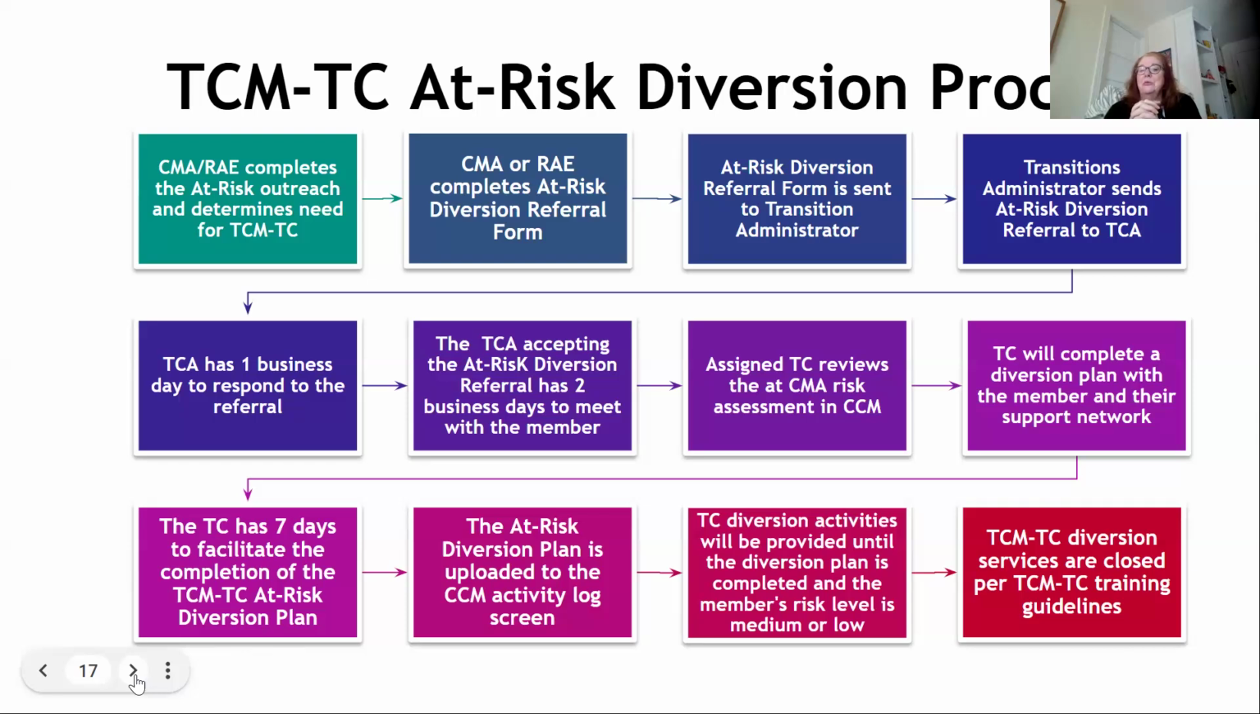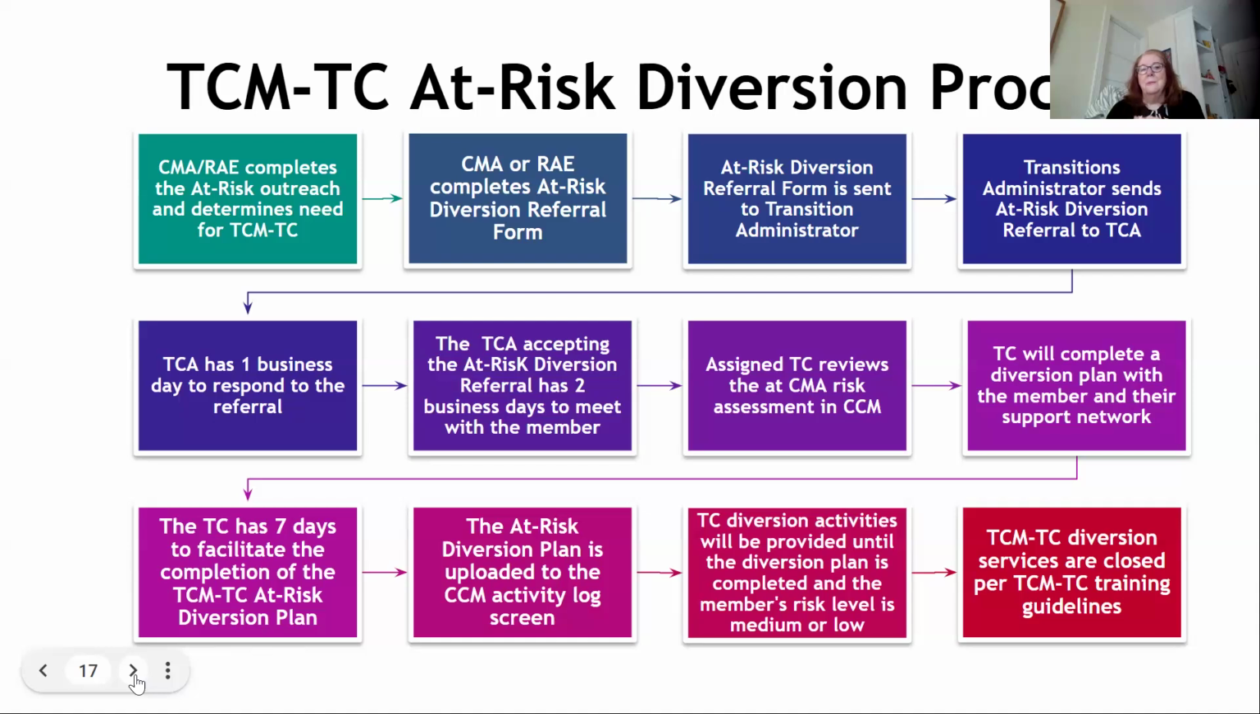At that point, your TC is going to review all of the CMA information related to the at-risk status and/or the member's situation. The TC will complete a diversion plan with the member and their support network. The TC has 7 days to facilitate the completion of that diversion plan. The diversion plan will be uploaded to the CCM activity log screen. TC diversion activities will be provided until the diversion plan is completed and the member's risk level is medium or low. And at that point, TC diversion services are closed.